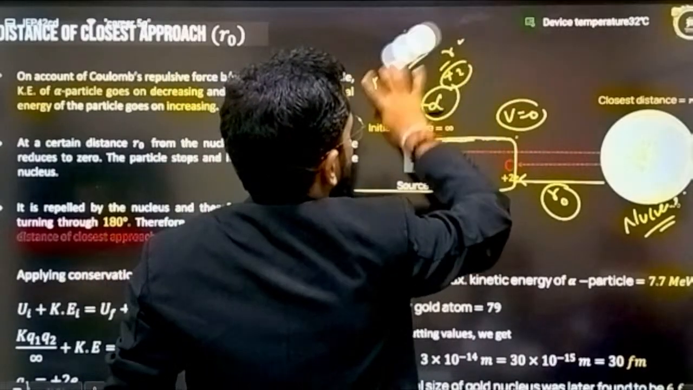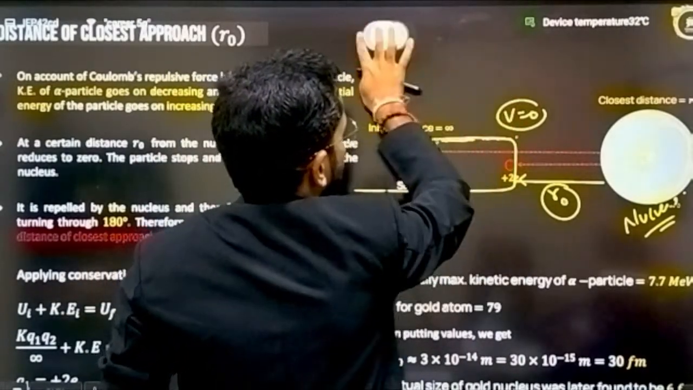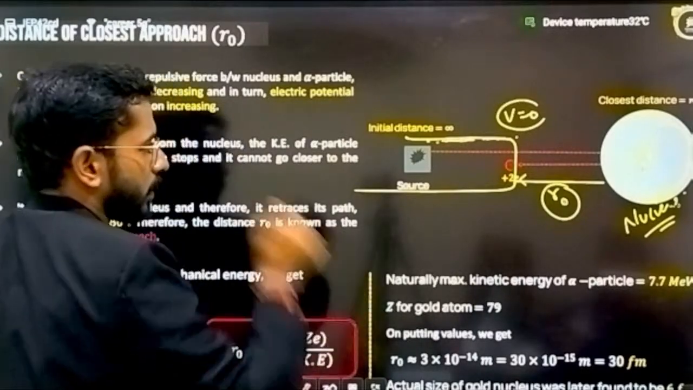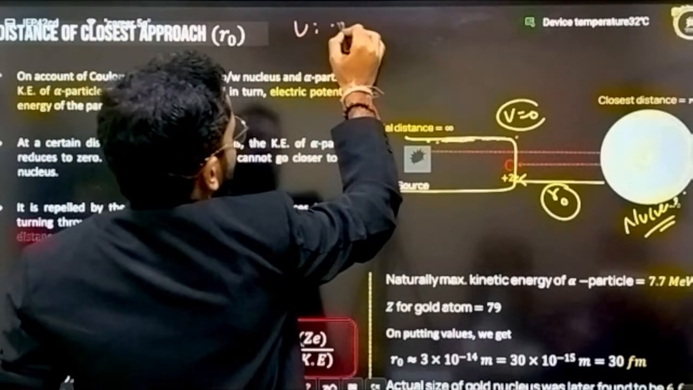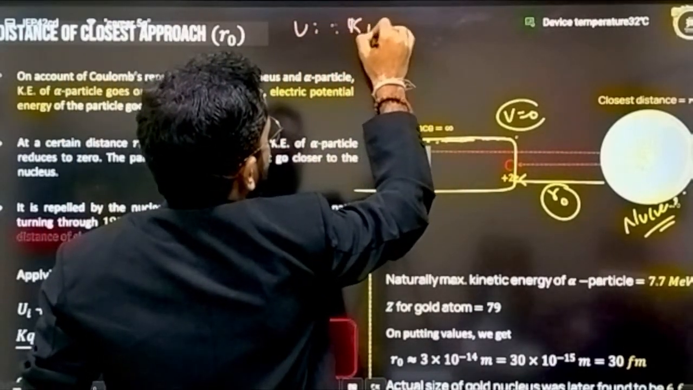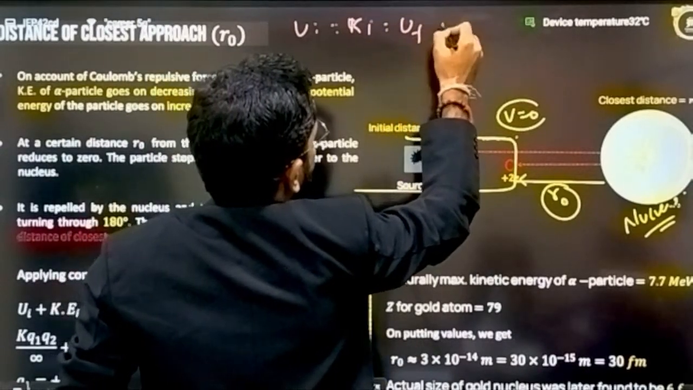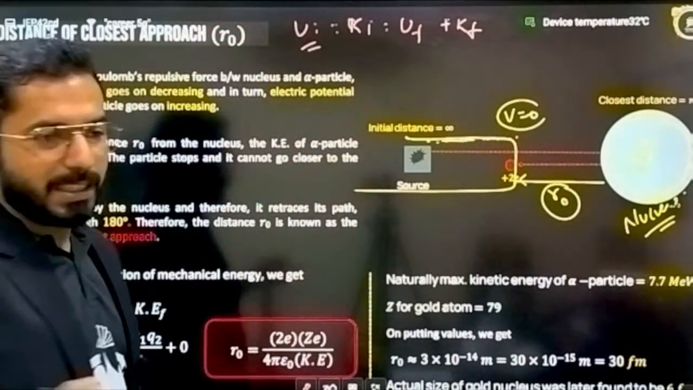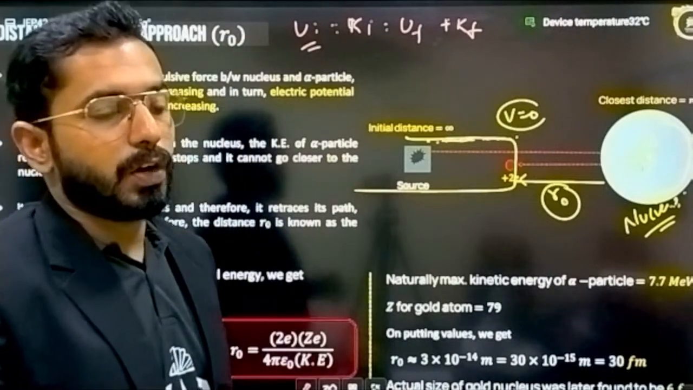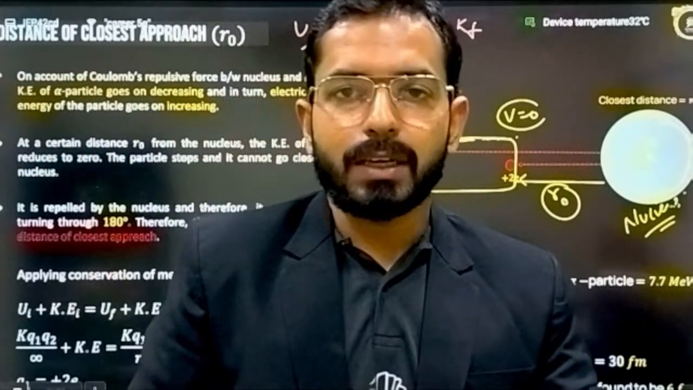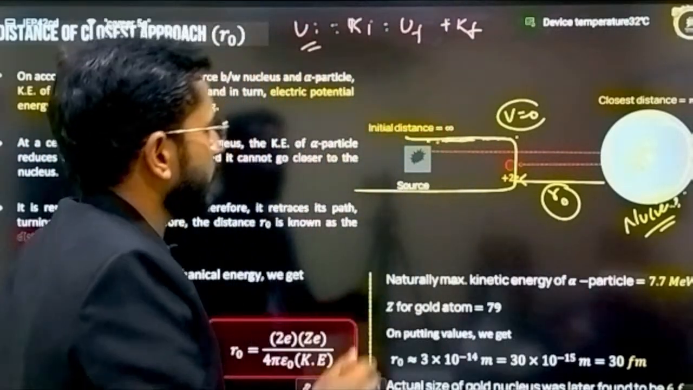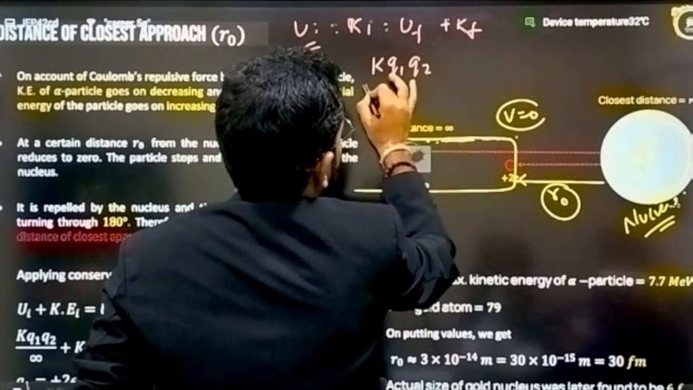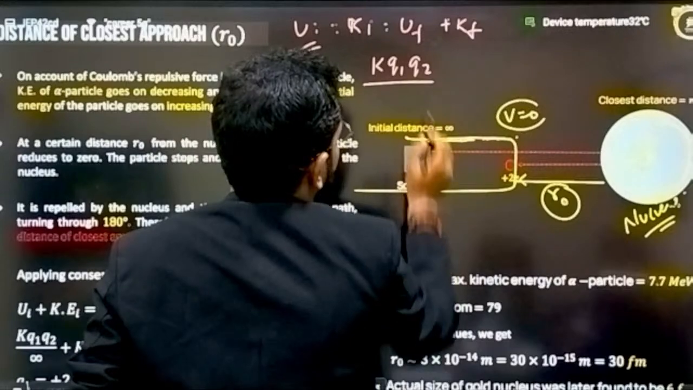How to solve this kind of question? It is very easy. See here, what is the concept? Just do energy conservation. Initial potential energy plus initial kinetic energy is equal to final potential energy plus final kinetic energy. Now first tell me the initial potential energy. If two charges are present, how will you write the potential energy? K Q1 Q2 divided by R. So you will write K, let's suppose Q1 for this one, Q2 for that one, and then the distance.